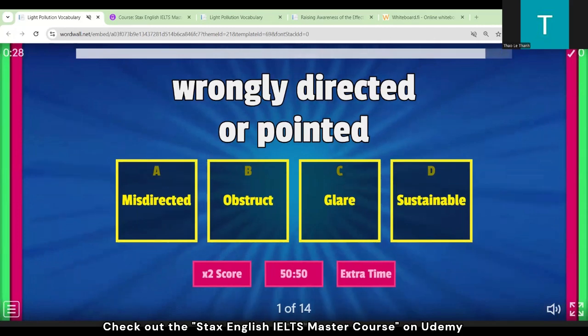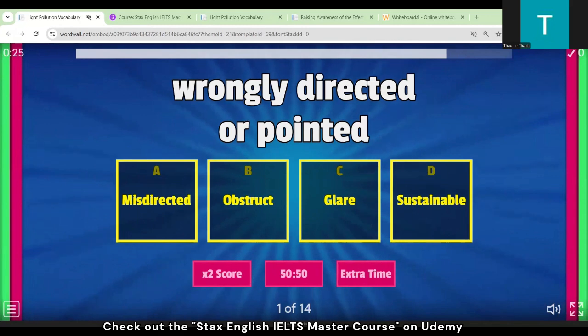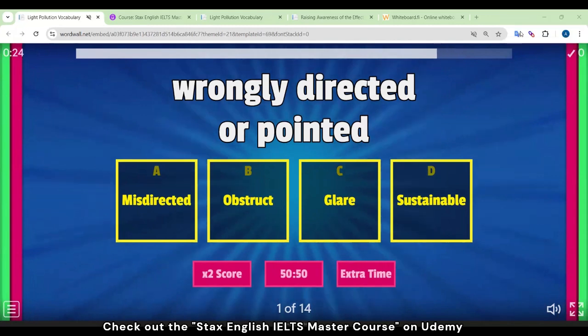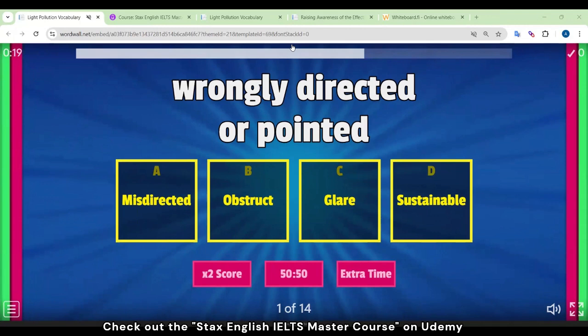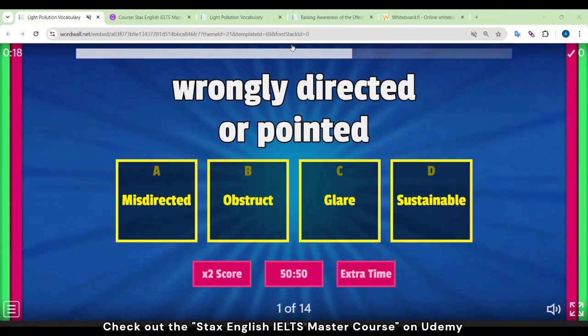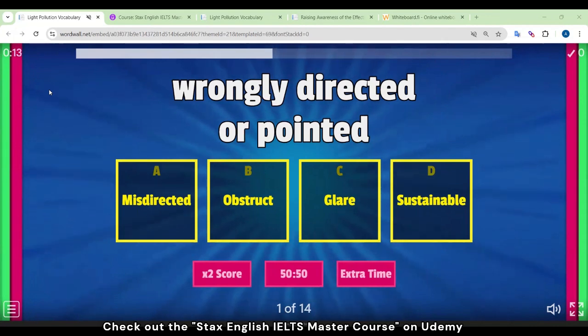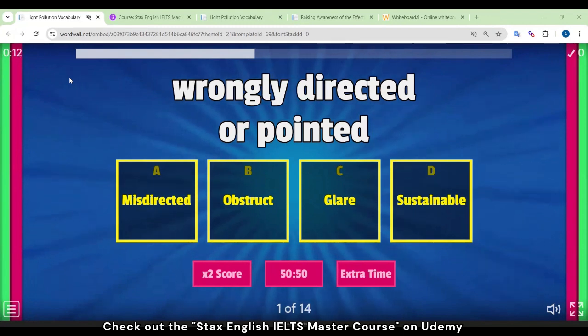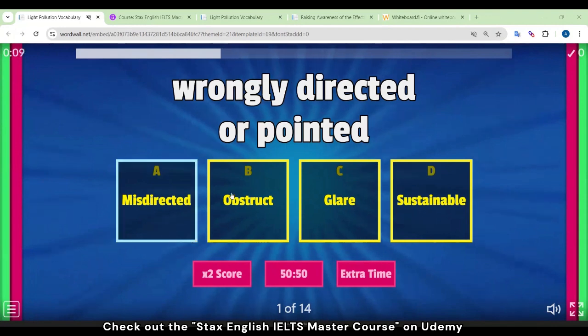Okay, we're going to start with some vocabulary then. So first of all, we have this term, which is wrongly directed or pointed. So what is the word that we need to use here? What do we mean by wrongly directed or pointed? So is it misdirected, obstruct, glare, or sustainable?